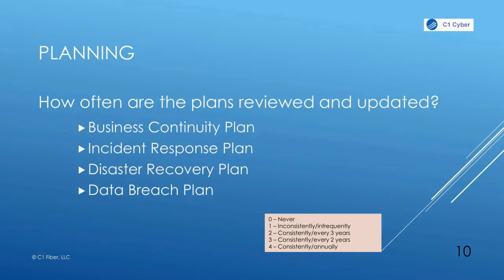How often are the plans reviewed and updated? This includes business continuity plan, incident response plan, disaster recovery plan, and data breach plan. Score 0 if plans are never reviewed or updated. Score 1 if plans are reviewed and updated infrequently and/or inconsistently. Score 2 if plans are reviewed and updated every 3 years. 3 if plans are reviewed and updated every 2 years. And 4 if plans are consistently reviewed and updated annually. Pause the video now in order to consider and record your answer before continuing.